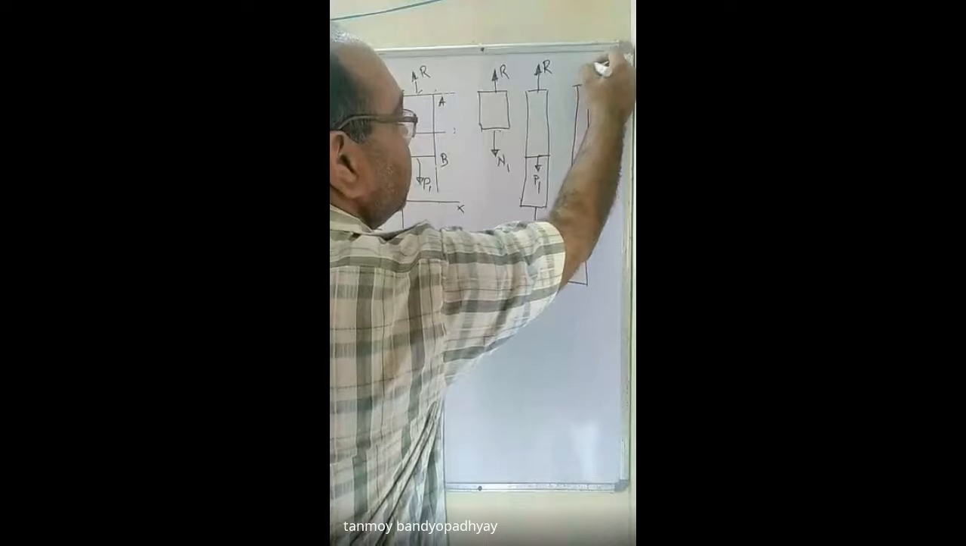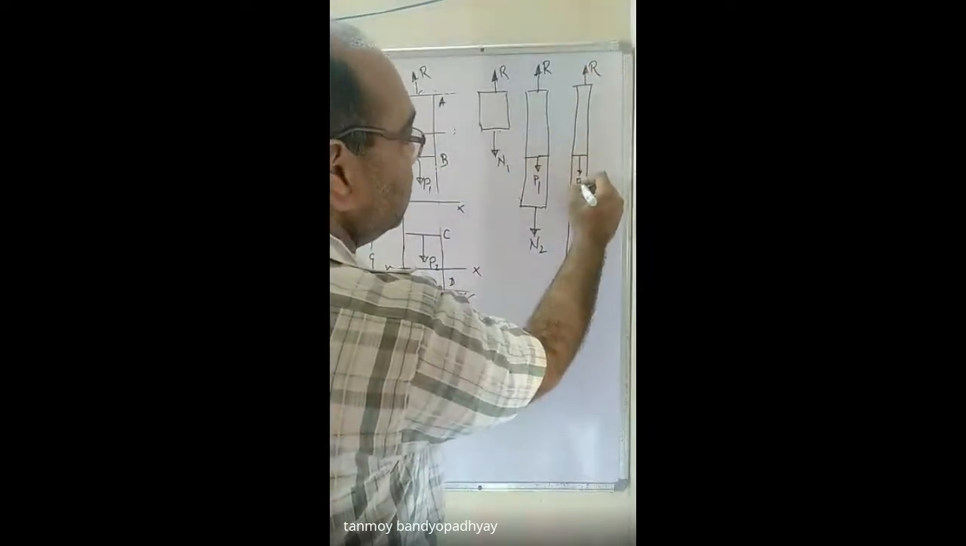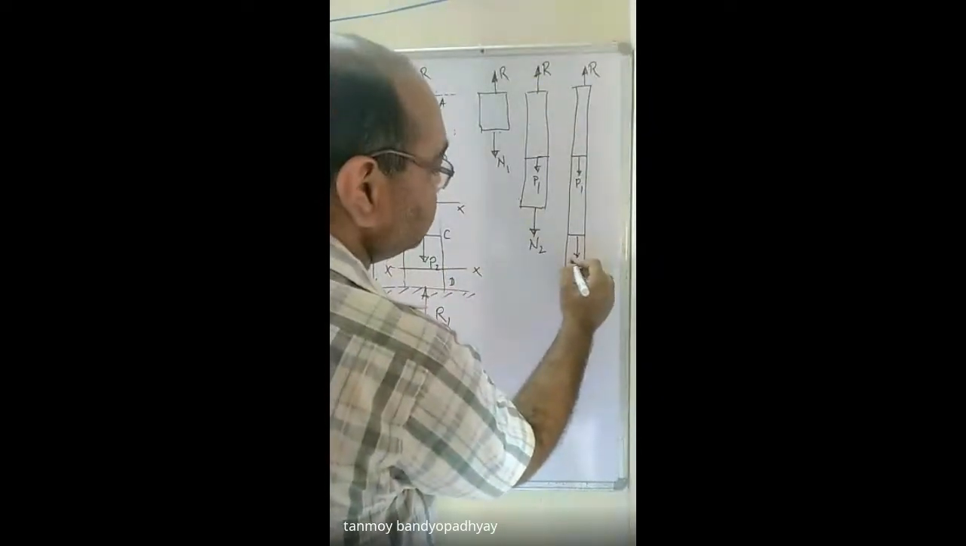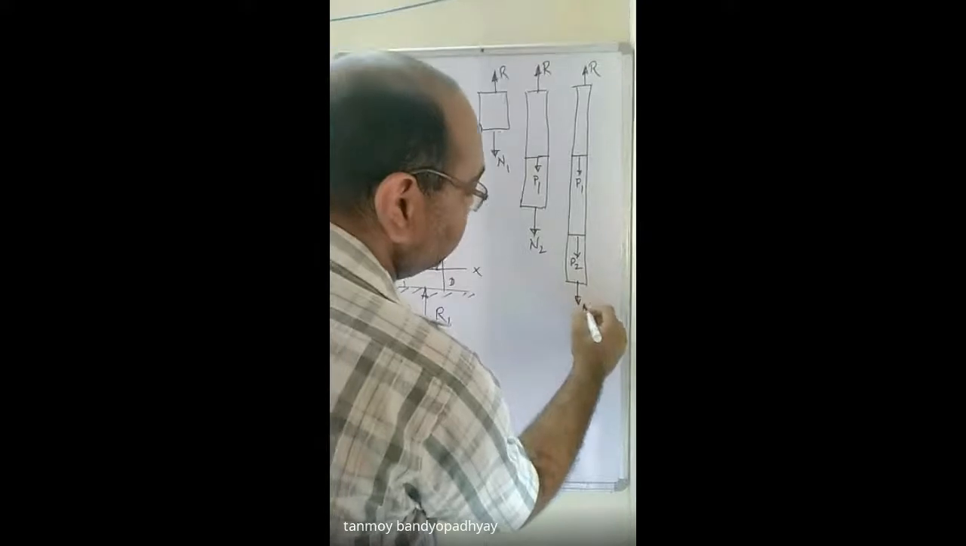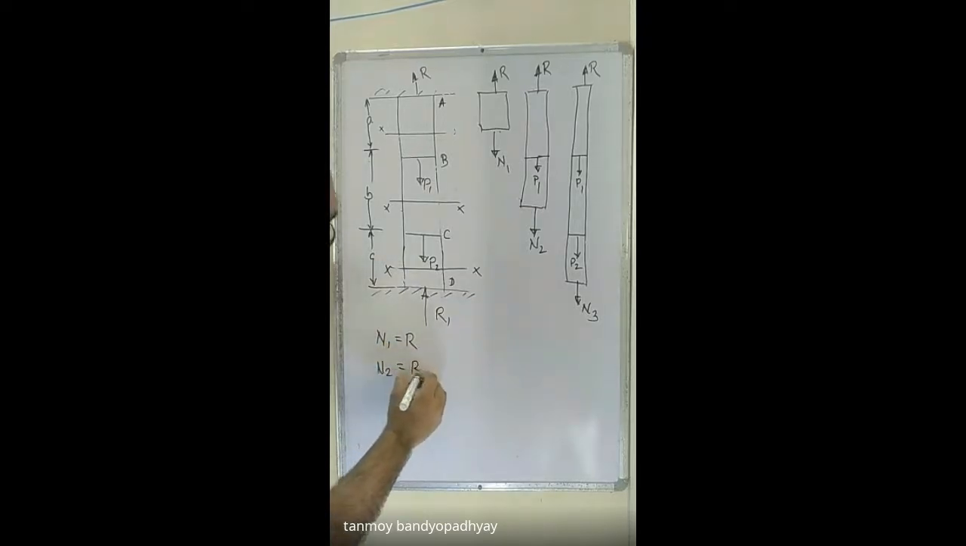So you are left with force here. At the point B, you are having a load of P1. The point C has come into your picture, so you will be having P2 and let N3 be the force. Now you just write the expressions. N1 will be equal to R, N2 will be equal to R minus P1, and N3 will be equal to R minus P1 minus P2.